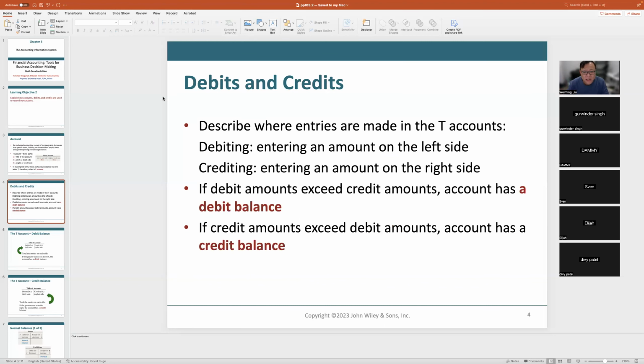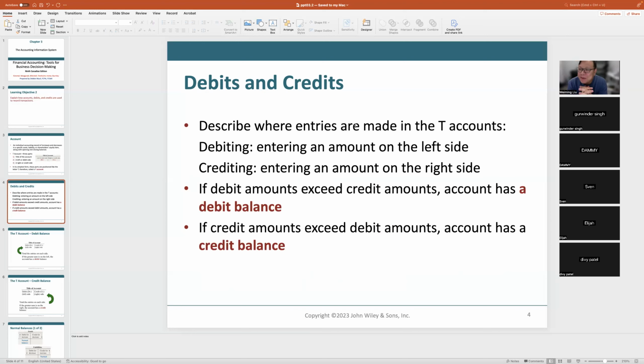Okay, so debit and credit. This debit and credit tells us where the entries should be made, right? Should it be made on the left side of the T account or on the right side of the T account? If I'm saying debiting, that means I'm going to put a number on the left side of the T account. If I say crediting, then you enter the amount on the right side.